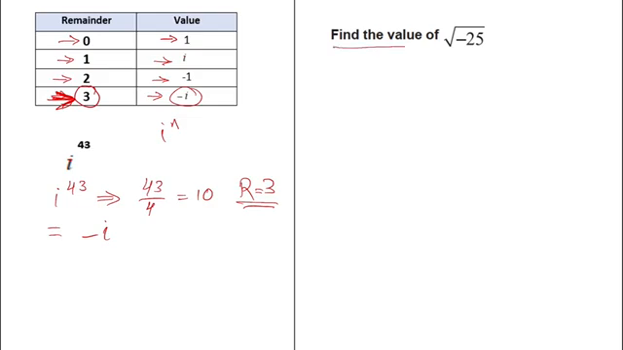Find the value of square root of -25, which is equal to square root of -1 times square root of 25. You know that we can separate radicals. Square root of -1 is i, and the square root of 25 is 5. So 5i.